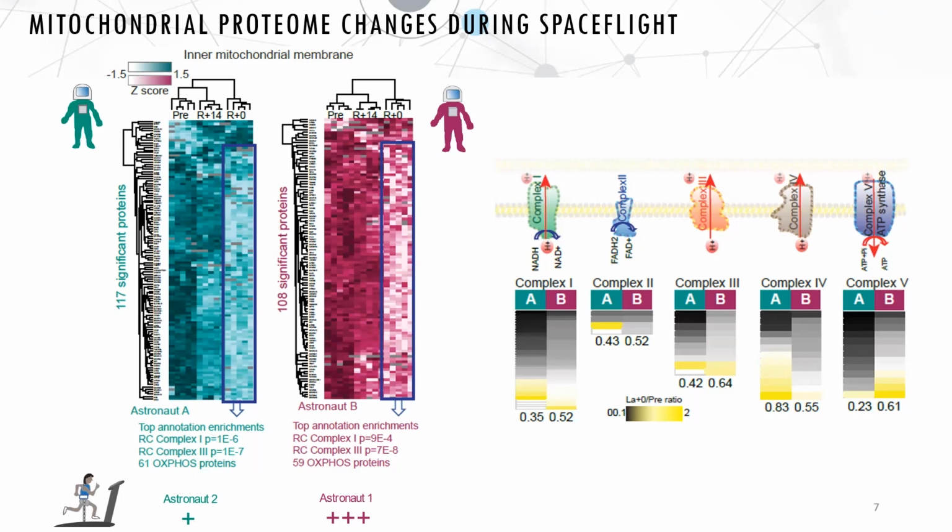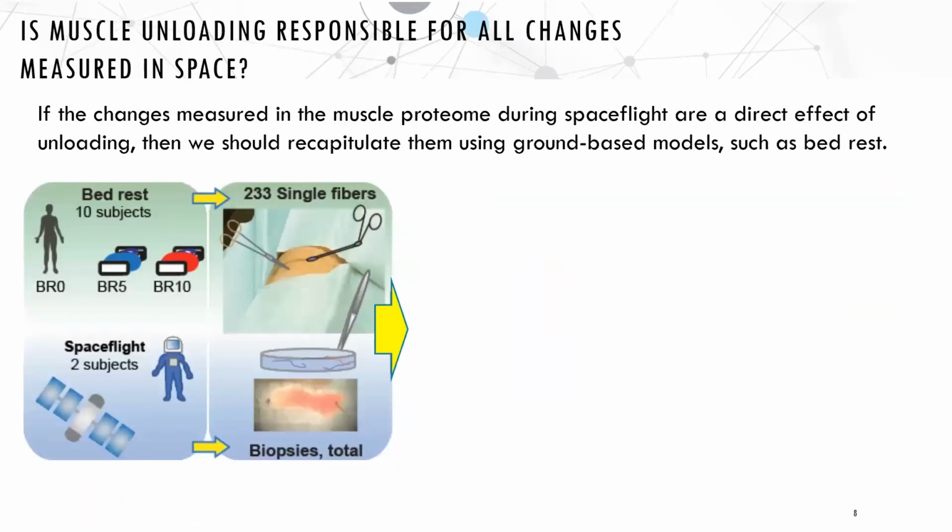So is unloading responsible for all these changes? Is the fact that there's no gravity the reason why they lose 50% of their muscle mass? If these changes are due to unloading, then other models of unloading at 1G should show similar changes. And so to assess this, we compared our spaceflight sample muscle biopsies to bed rest samples that we had obtained in the 2019 bed rest.